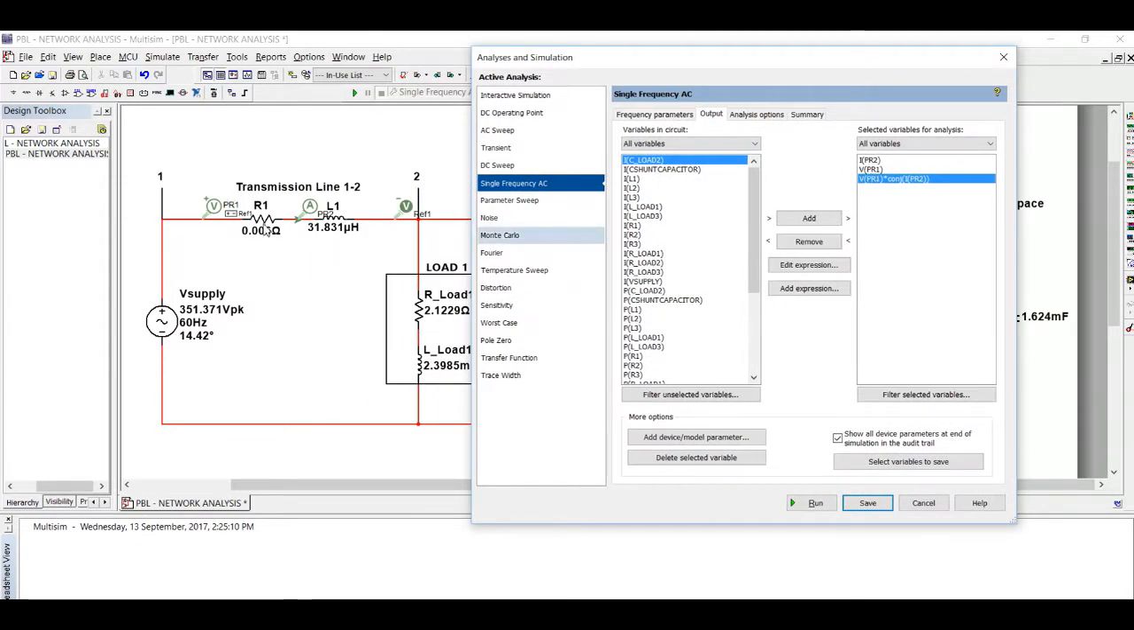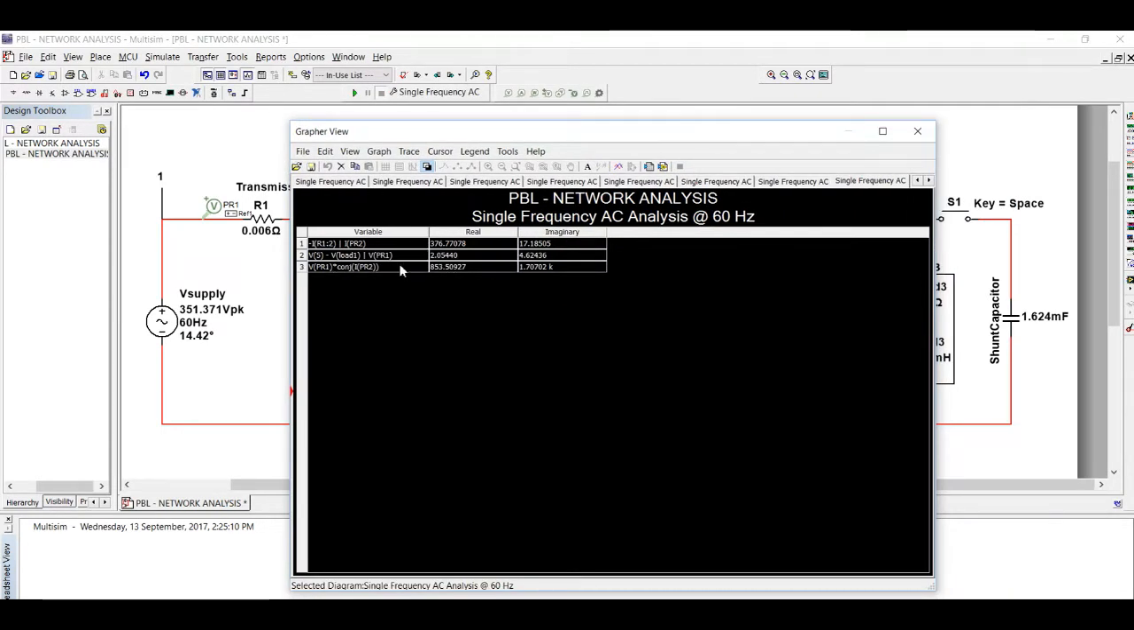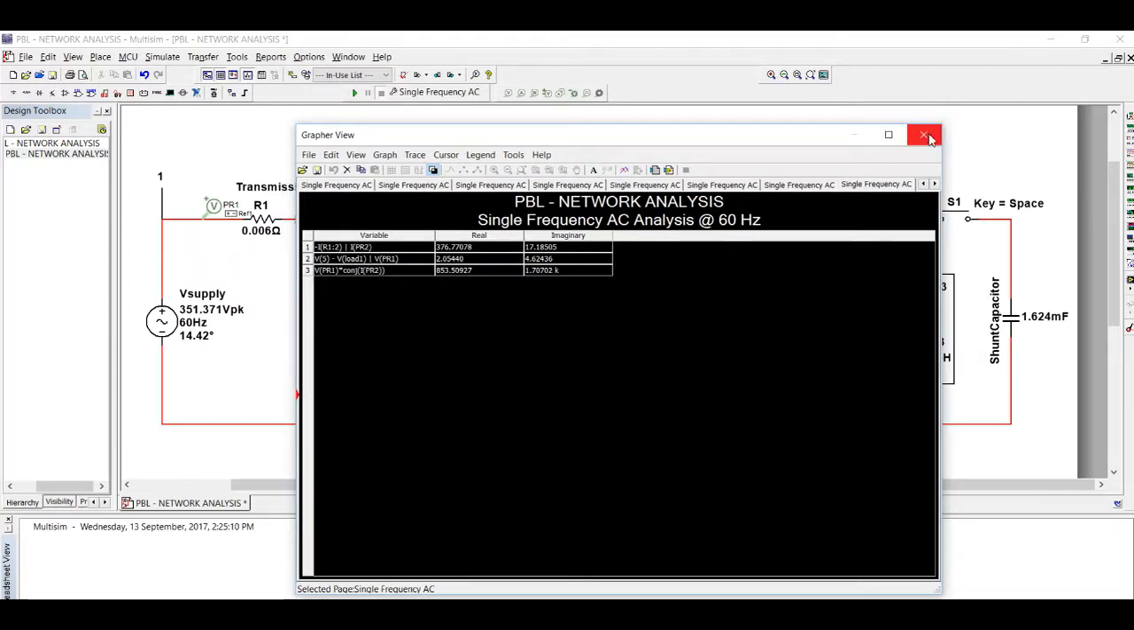At the output, we use this expression, which is V PR1 times conjugate I PR2. V PR1 is the voltage measured by the probe PR1, and I PR2 is the current measured by this current probe here. So we run the simulation, and we get these values. So this is the real power, which is 853.50927 watts, and this is the reactive power, which is 1.70702 kiloVars.